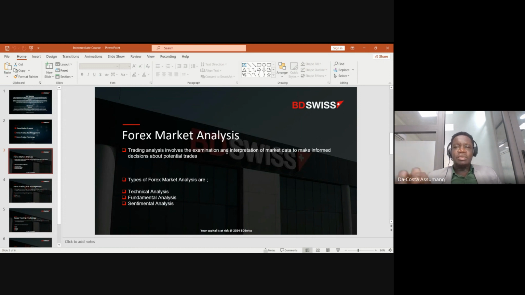Okay, so we are going to look at technical analysis, and then when we are done, we will have a look at fundamental analysis and sentimental analysis. Then tomorrow we'll look at the trading plan. So everything that we've done so far, we'll put it all together as a single document tomorrow as a trading plan, and then you as a trader will be using that in your trading journey.